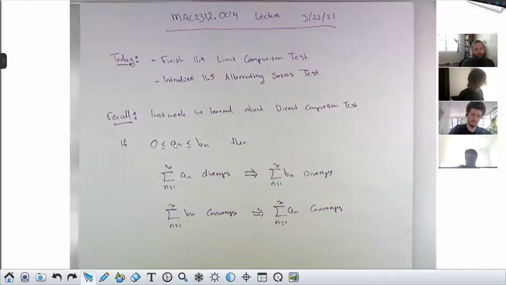So which role your terms play in this inequality depends on whether you think your series is convergent or divergent. If you think your series is convergent, then you will try to treat it as the a_n here and squeeze it underneath an obviously convergent series. And if you think that your series is divergent, you will try to squeeze an obviously divergent series underneath it.